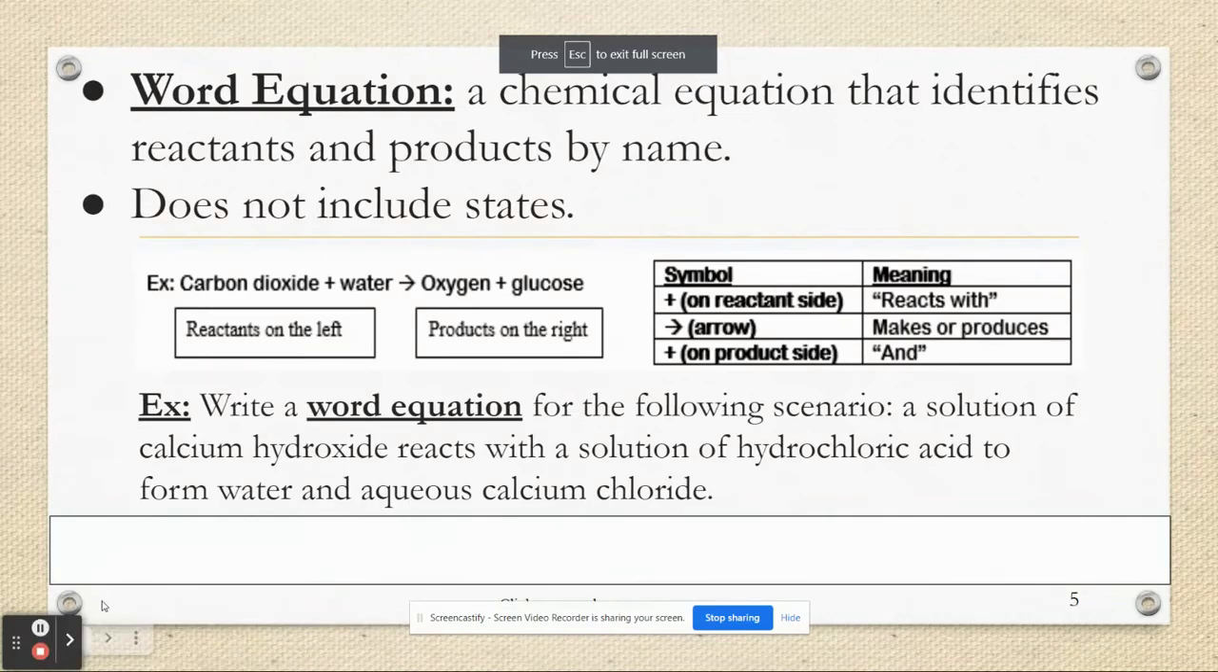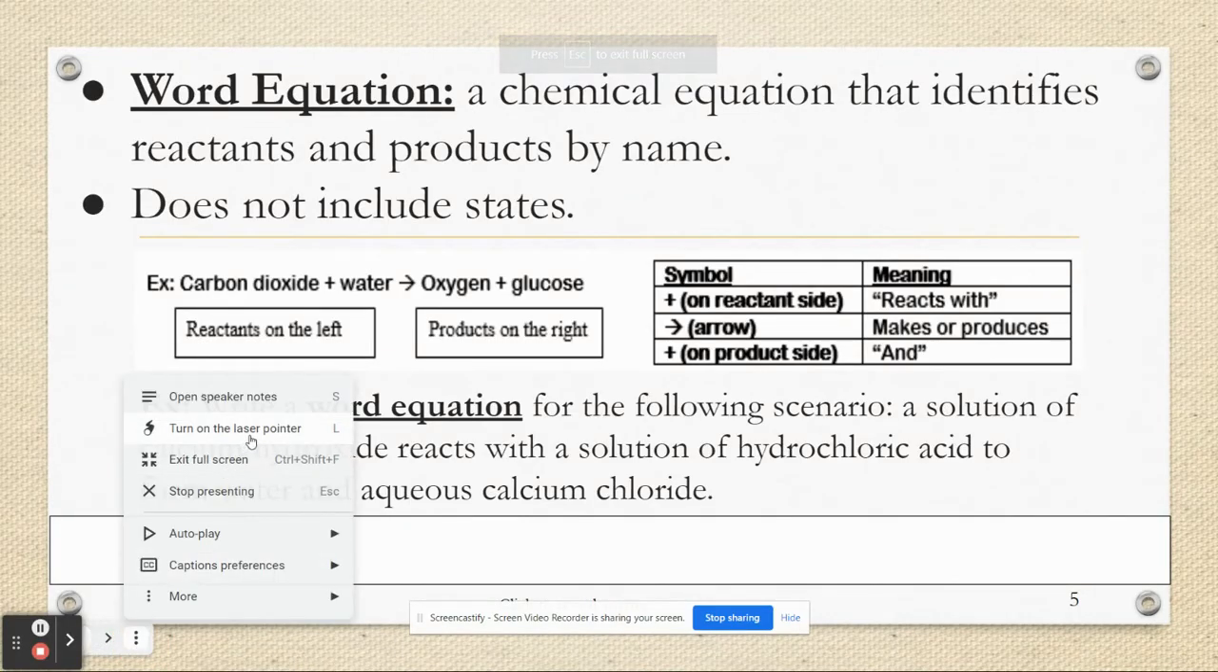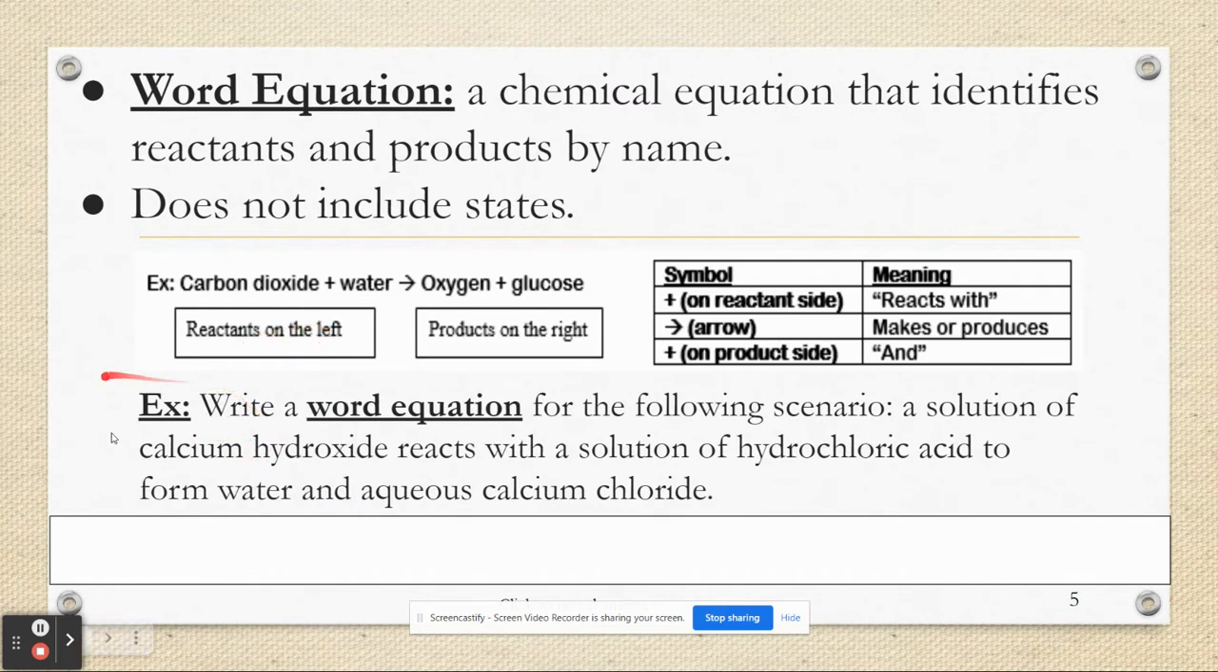So in this video, we're going to take a look at word, skeleton, and balanced equations from a description on how to write those. So let's take a look at this example over here, and then we'll do a few more together. We have a solution of calcium hydroxide reacts with a solution of hydrochloric acid to form water and aqueous calcium chloride. Write a word equation for it.